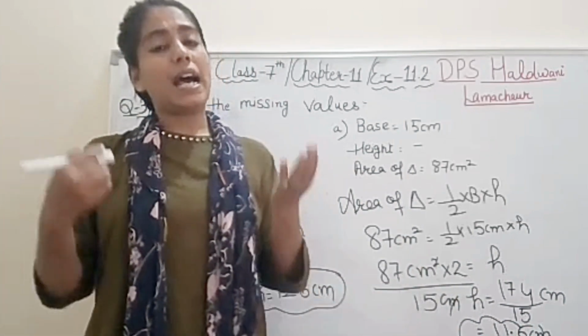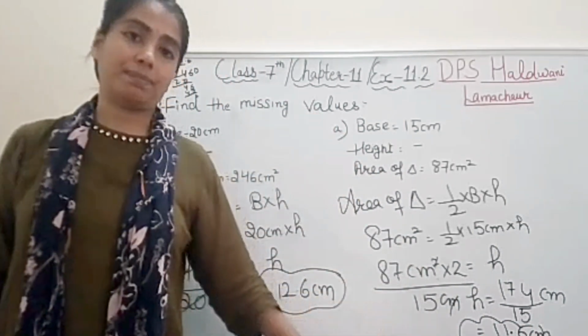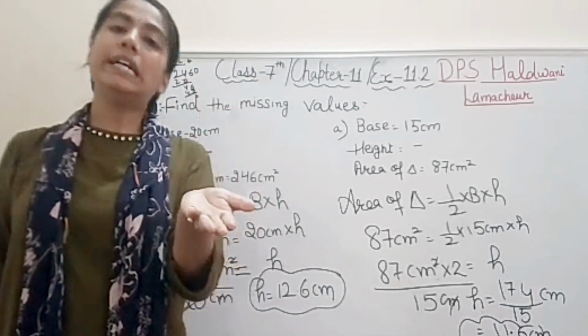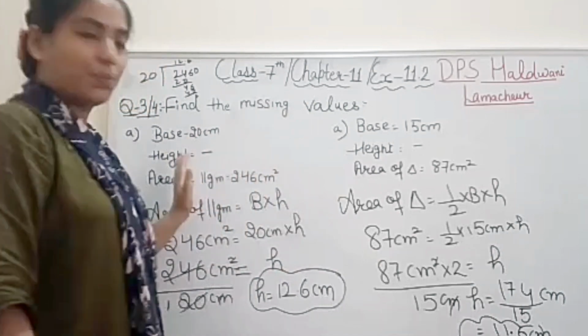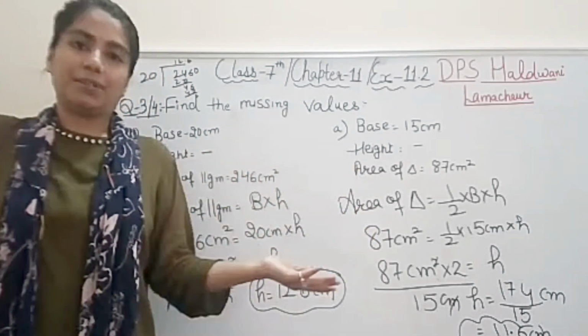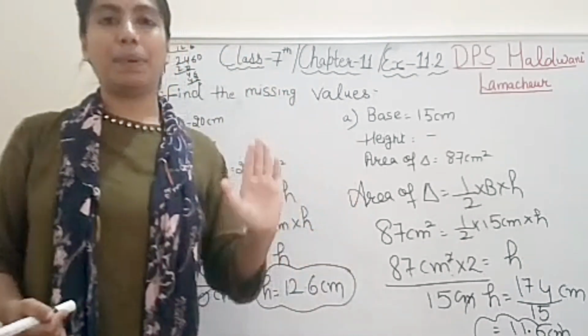That's it, student. As you can see, there is just a calculation, and this only is under your hand, how you are solving a term. So this is very simple. Whatever term is missing, you need to find out that term. This is all about question number 3 A part, question number 4 A part.